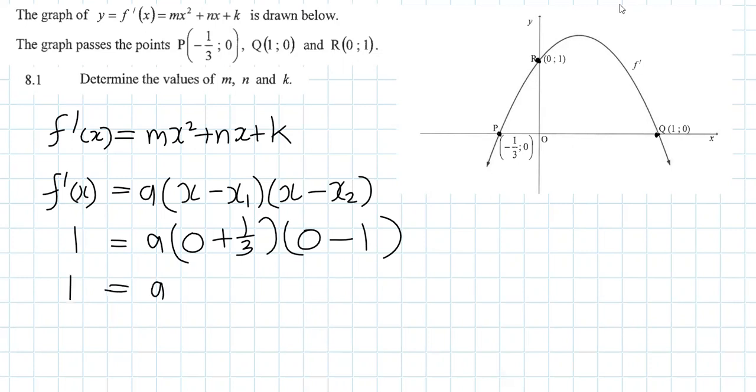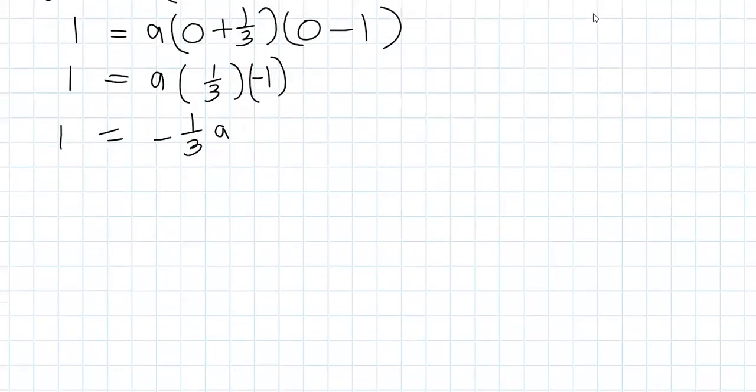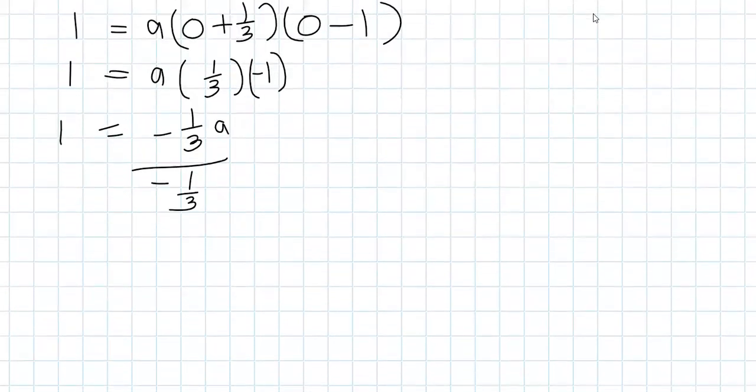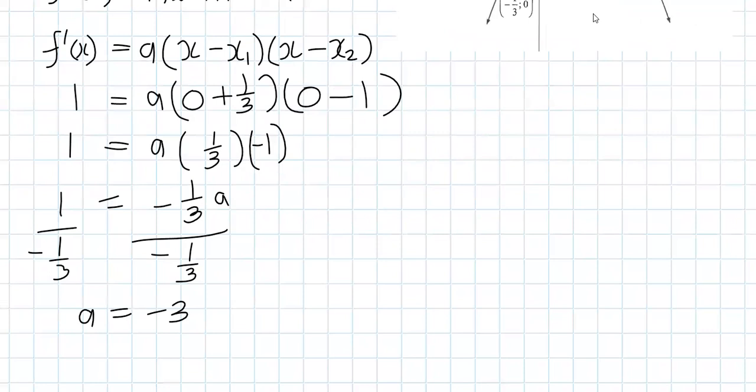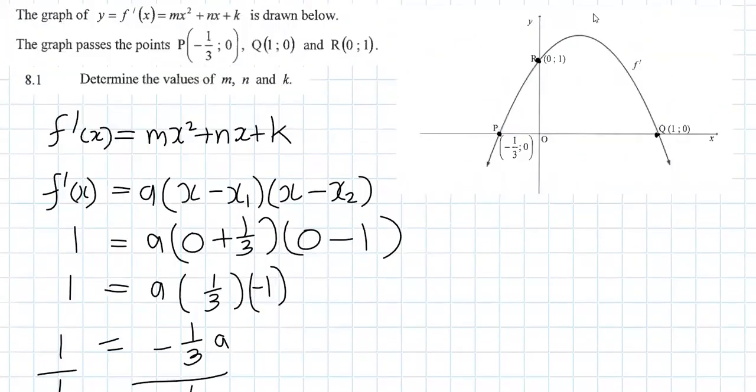So 1 equals a times a third minus 1, so it would be minus a third a equals 1. Divide by minus a third on both sides, and this is 1 times minus 3, which is just minus 3. So we have our a value, but we're not quite done. We wanted m, n, and k.